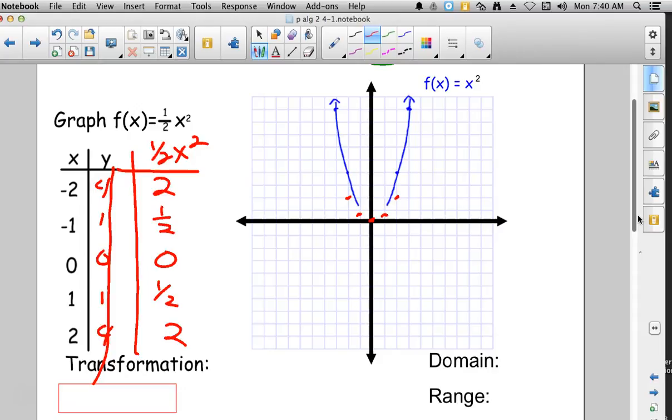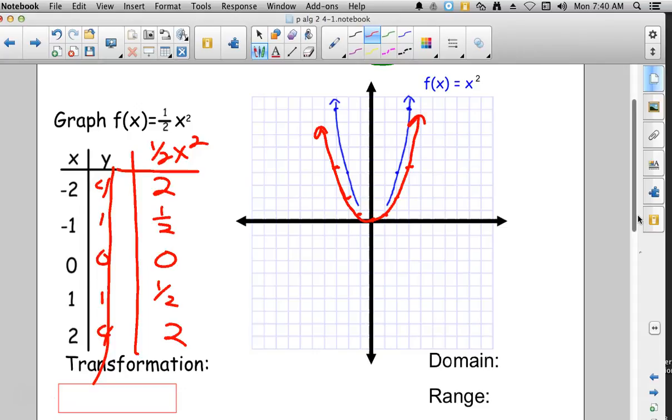And you can always put more numbers in there because you can think to yourself, hey, if I had 9 in there, my y value is half of 9, which is 4.5. So negative 3, 4.5, and positive 3, 4.5. But it is more open, it's wider.